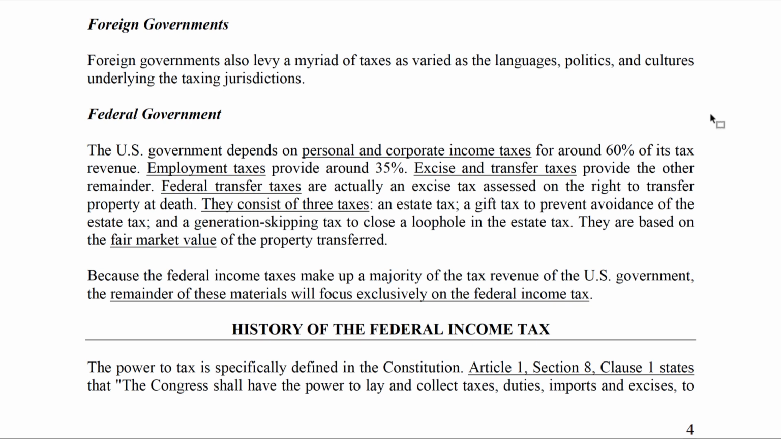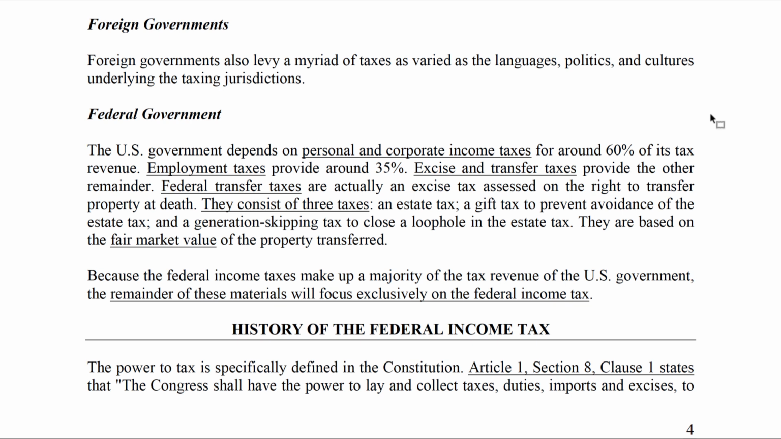So there's really three different types of transfer taxes, okay? There's the estate tax, which is a tax at death. There's a gift tax, which was basically created to prevent avoiding the estate tax. And then there's a generation skipping tax, which closes a loophole in the estate tax by taxing transfers to at least 2 generations below you, because you skip a generation. So these are all based on fair market value, but income taxes are all based on different notions of income.